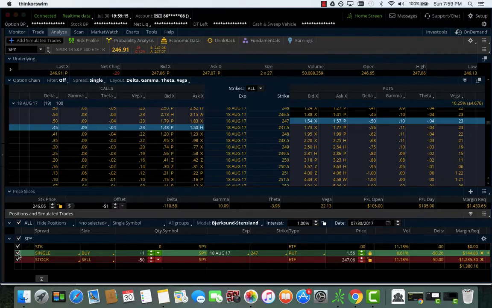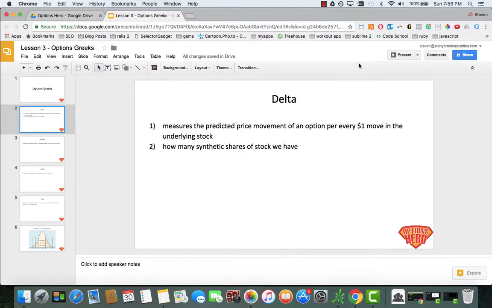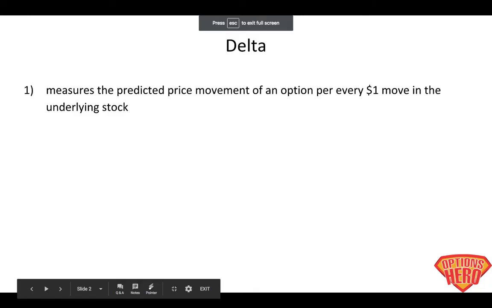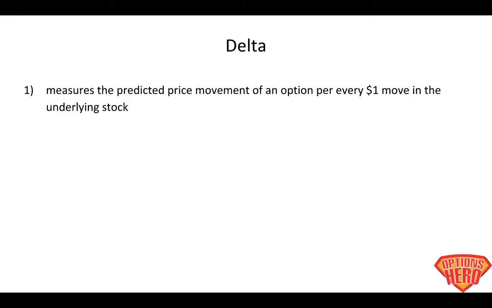So that's really cool. Delta tells us a lot of things. Let's go over that again real quick. What is delta? Delta does two things. Not only does delta measure the predicted price movement of an option per every $1 move in the underlying stock, but it also tells us what our synthetic equivalent of stock is for every single option. So that's all an option is: synthetic shares of stock for significantly lower.